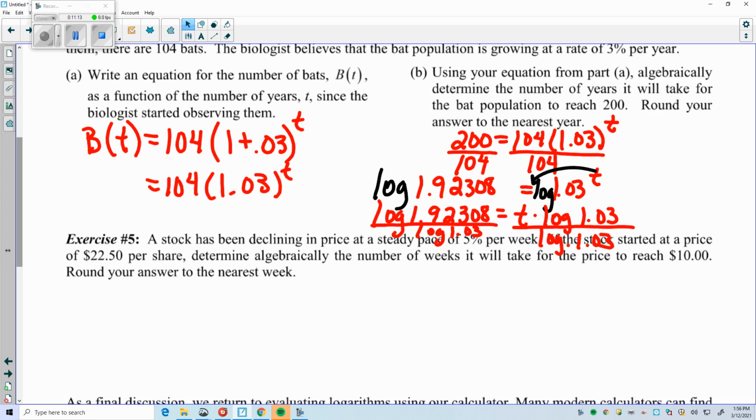And now we get t. So this reduces out. And t, when we plug that in, turns out to be, with our rounding, 22.123. So with our rounding, that's going to round to around 22 for the nearest year. Okay, so now we have a method to solve these algebraically. Okay, we'll try another one.